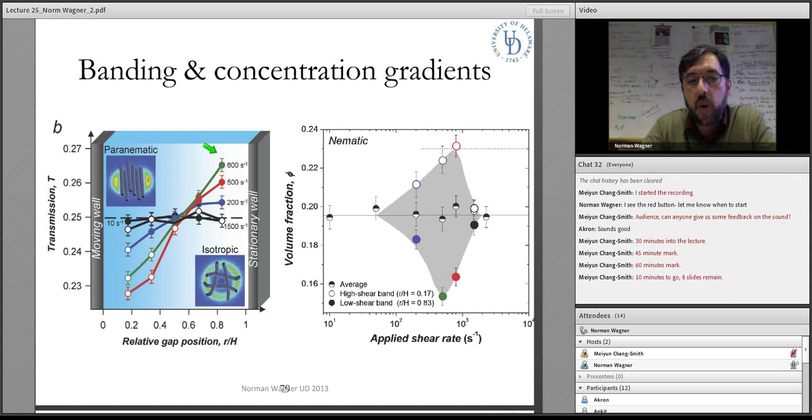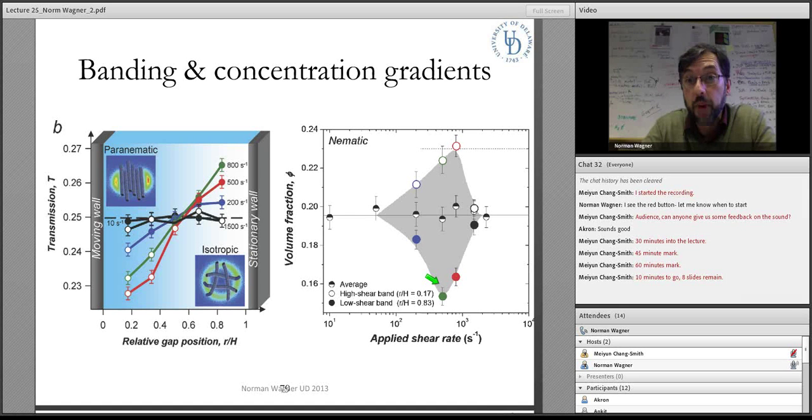And that corresponds to a large jump, if you will, in concentration. So in the high shear regime, a low transmission means that we have a high concentration. And that's consistent with the idea of forming a paranematic structure that's in equilibrium with an isotropic structure, which must deplete and be at a lower concentration. So essentially, we've shear-induced an isotropic-paranematic phase transition, and it's not surprising.